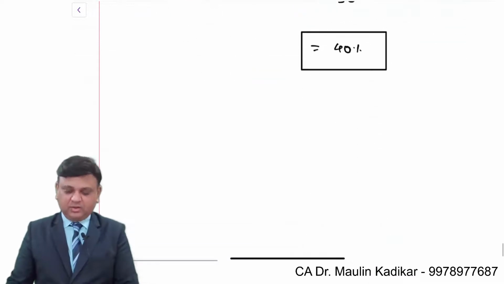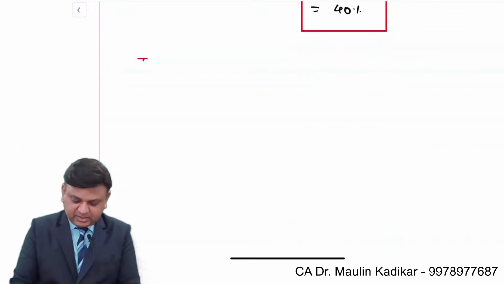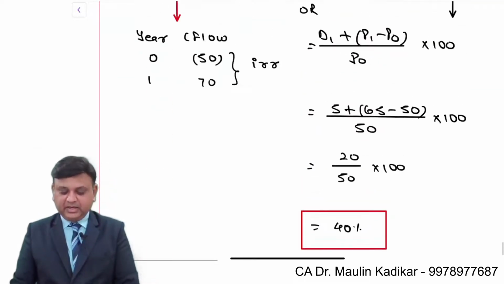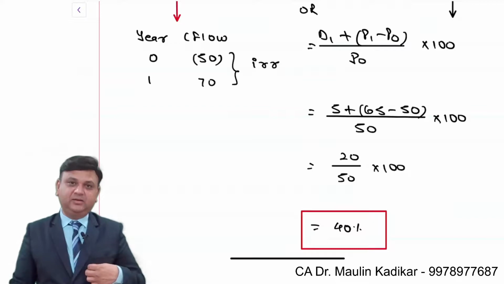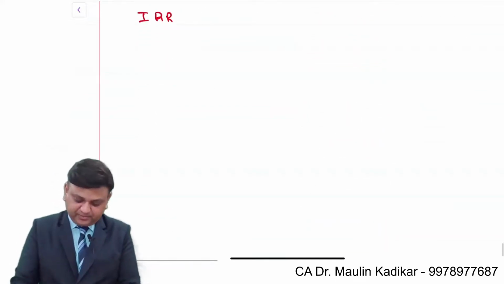Now friends, based on a query of a student, if you follow the IRR method, then what you are required to do, I explain that to you. Randomly you have to start with any rate. As we know the answer, I am starting with a rate which is near to it. Let us say at the rate of 39%.